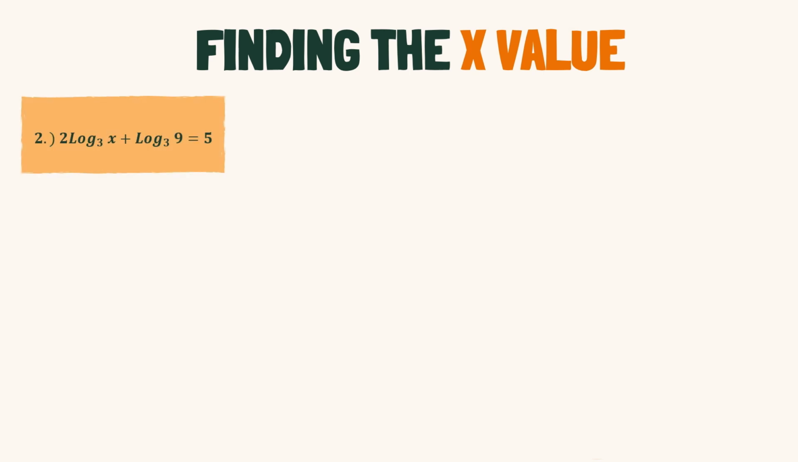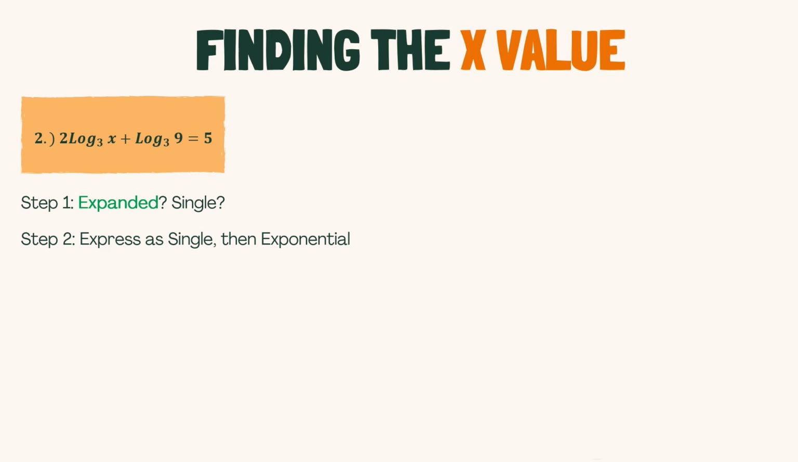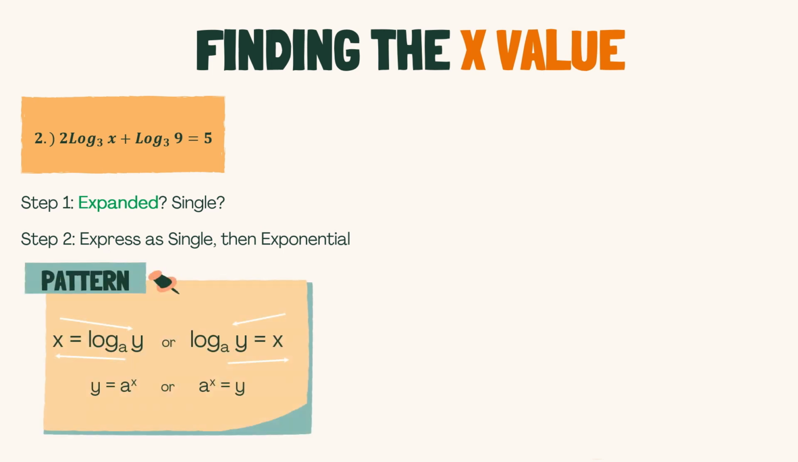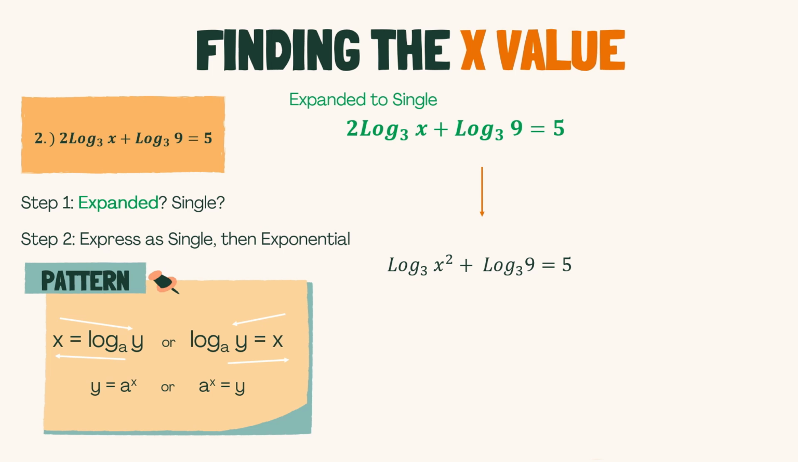Example 2. 2 log base 3 of x plus log base 3 of 9 equals 5. Again, identify if the given is expanded or single before anything else. In this example, it is in expanded form, so we need to simplify it before moving to expressing it as an exponential function. 2 log base 3 of x will become log base 3 of x squared.